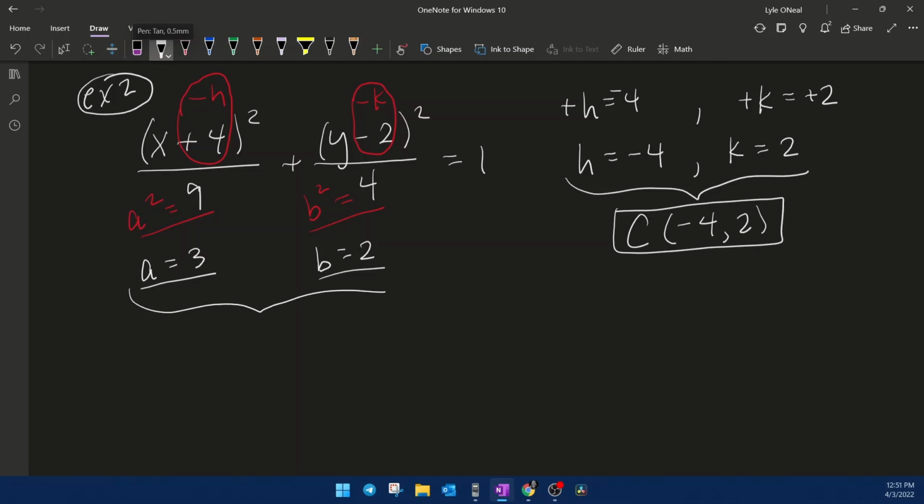If I know a and b, I can find c. Using our Pythagorean relationship, a squared equals b squared plus c squared, we're going to replace a squared with 9, b squared with 4, and we're going to solve for c squared.